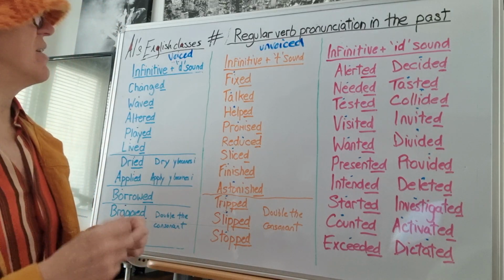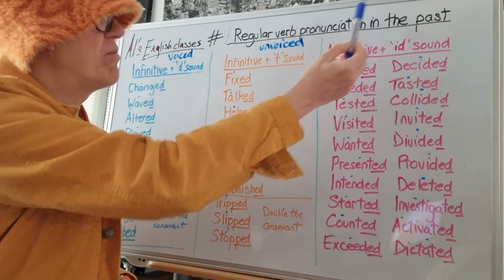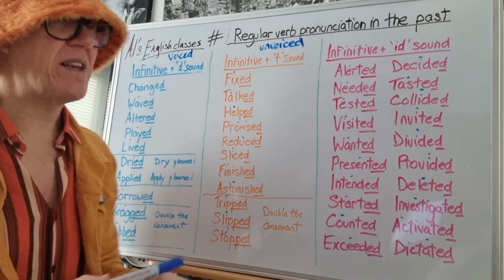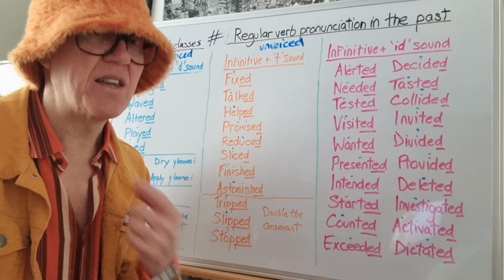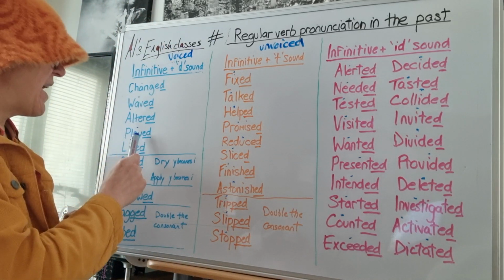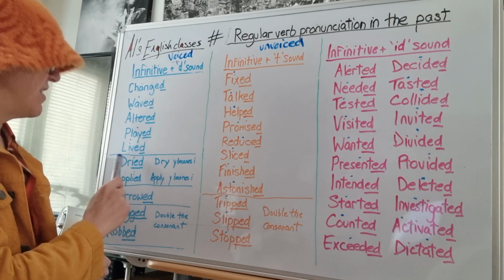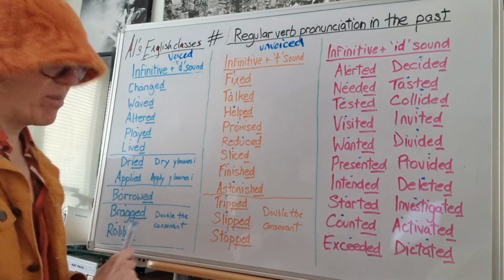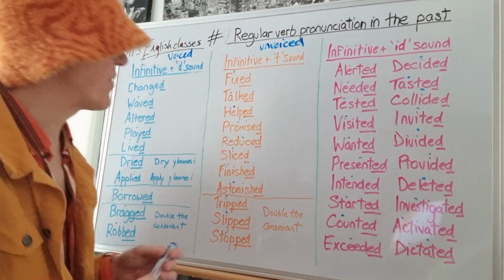Now, there are 3 categories for regular verb pronunciation in the past, okay? The first category is when the infinitive verb ends with a voiced sound, that means from the throat, like play, wave, change, alter, live, dry, apply, borrow, brag, rob. All of the sounds at the end were voiced. They came from the throat.